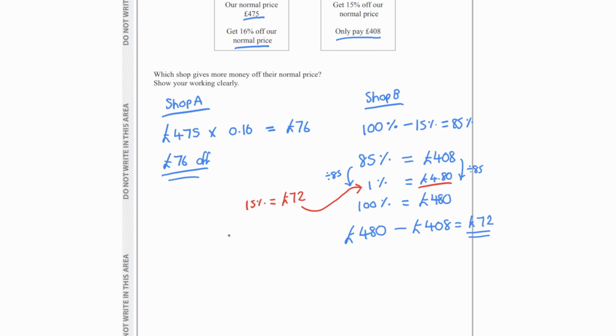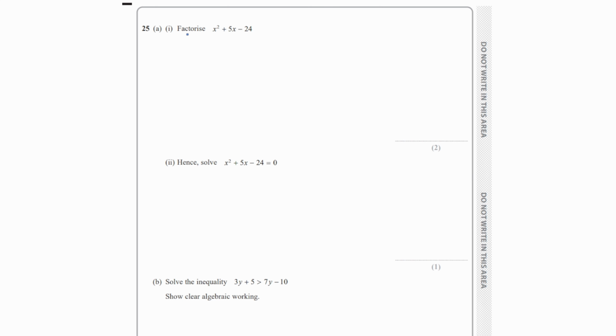I just remembered we need to actually write our answer. We never actually told them what our answer is. Which shop gives more money off? We'll say shop A gives more money off, and we can give our reason for that as £76 greater than £72.